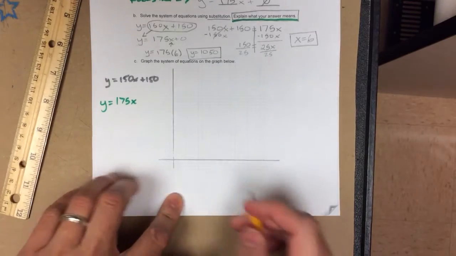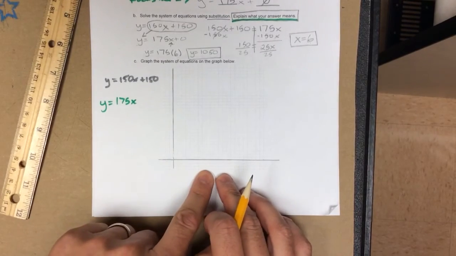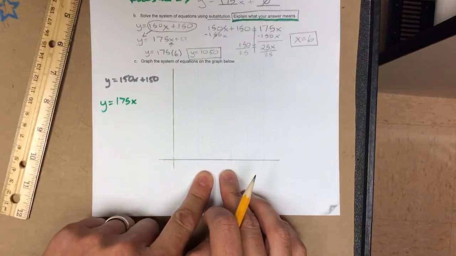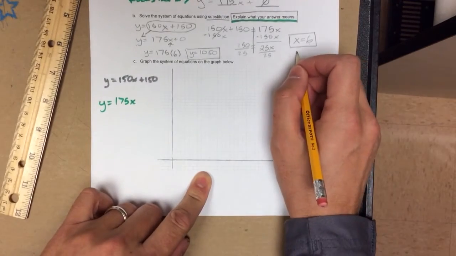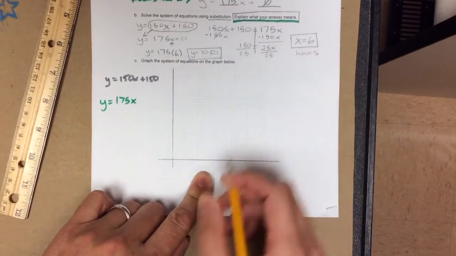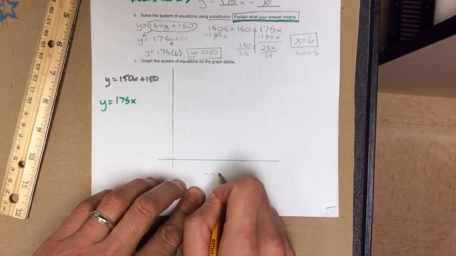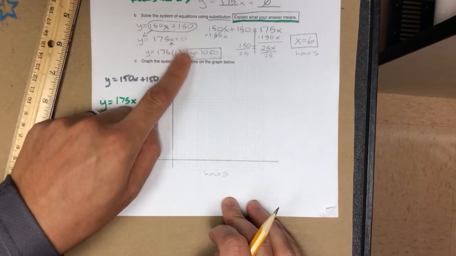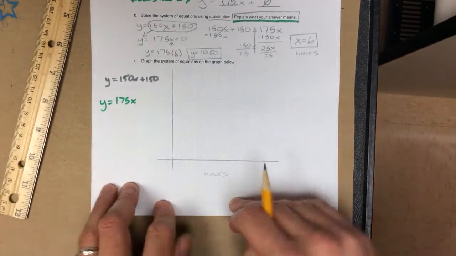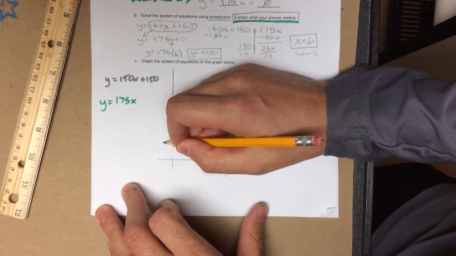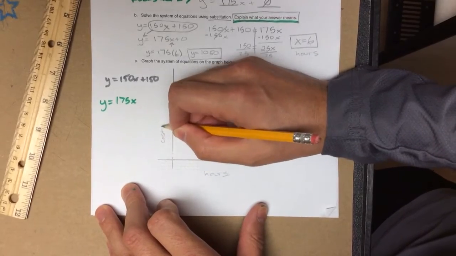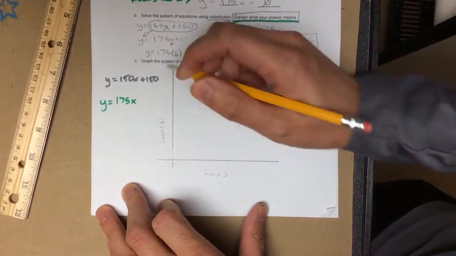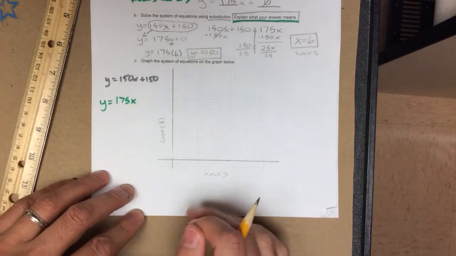Okay, welcome back. Now, on the bottom are constraints. Remember the x represented the number of hours. So we're going to label this as our number of hours. Do you guys remember what the y meant? This 1,050? That was the amount of money, the cost or the total number of dollars. So the cost in dollars, cash-ish, right?